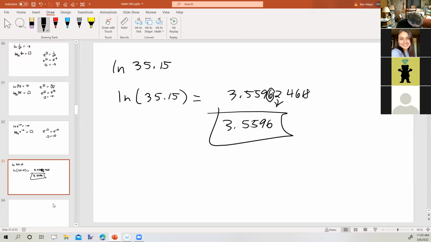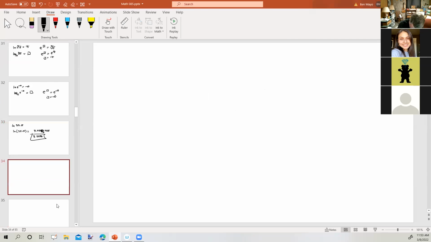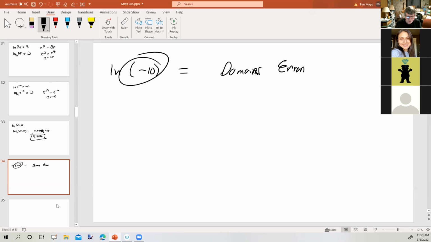Any questions about that? Okay, how about the natural log of -10? So natural log of -10, I get a domain error. Again, remember the base of the log has to be greater than 0 and not equal to 1. The quantity you're taking the log of has to be what? Greater than 0, right? So you can't take the natural log of -10.